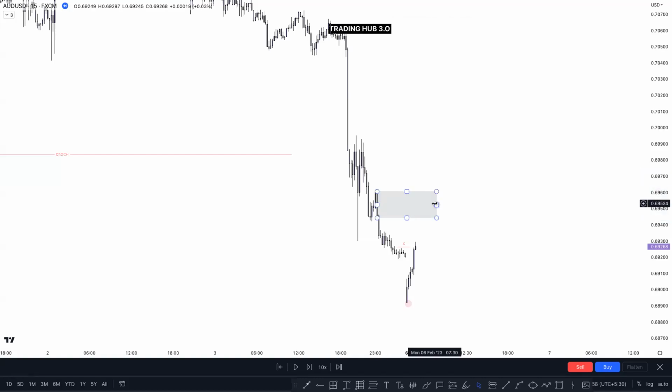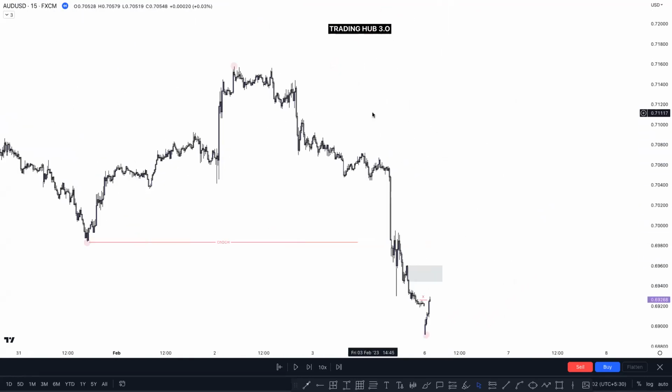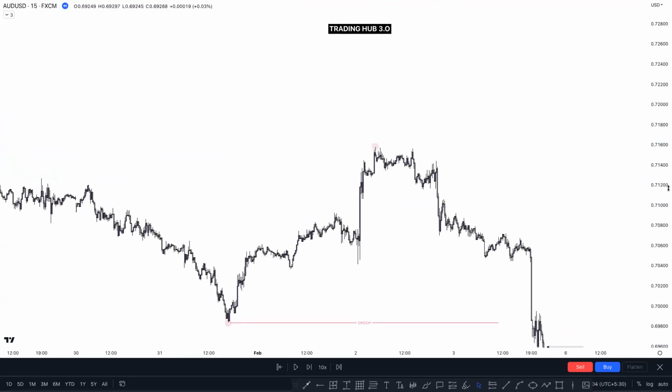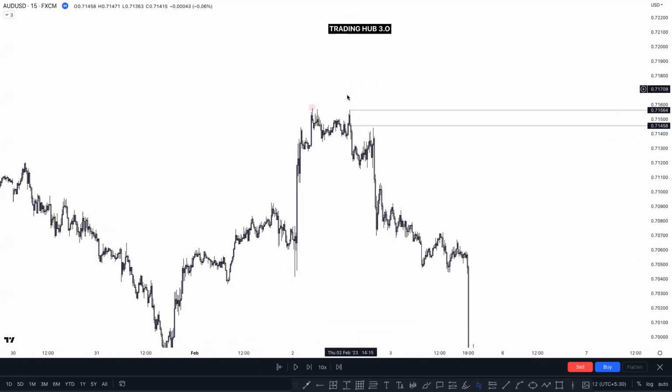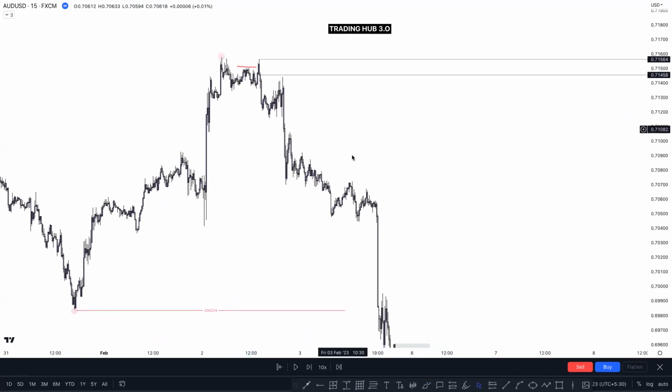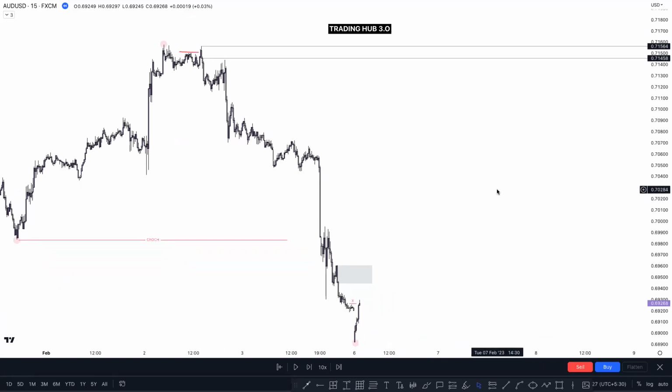This is our first POI, right? And where is our next POI? In this case, you have to identify where our next unmitigated order block is. Look at the extreme structure here. This one, right? This is our next unmitigated order block, because the previous structure took out the liquidity, and this is our extreme order block. So in future, the market can mitigate this one, and then we can sell here.